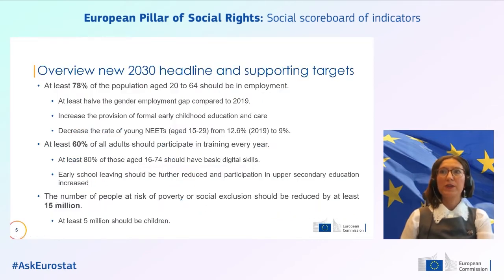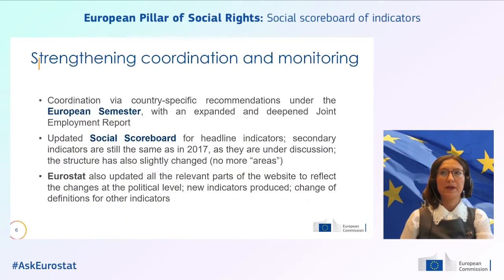There are also supporting targets, and that's also important to see, because all these are reflected in the scoreboard of indicators. So there is an indicator on gender employment gap, one on early childhood education, rate of needs. All this is measured by indicators in the scoreboard. As Barbara already mentioned, the social scoreboard has been updated for the headline indicators. The secondary indicators are still the same as in 2017, as they are still under discussion.